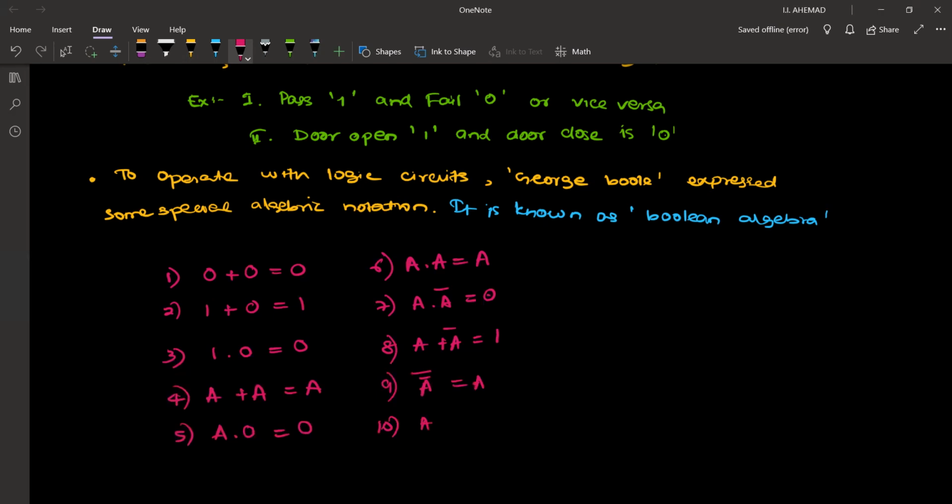It doesn't matter if we change the order. A plus B is equal to B plus A. If we write it in the opposite way also, it's not a problem. So we call it commutative. It's commutative. Are these 10 clear?